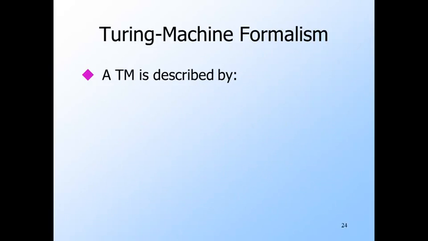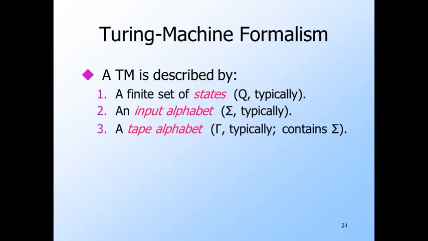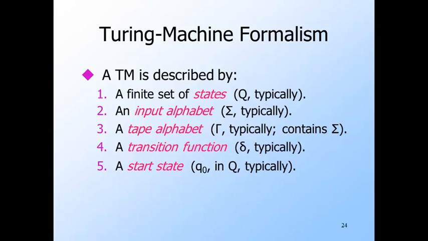So here's the formalism we'll use for Turing machines. There's a finite set of states, and we'll follow our tradition of using Q for this set. There's a finite input alphabet for which we use the traditional sigma. There is a finite tape alphabet, gamma, which always includes the input alphabet. The transition function is, as always, delta, and we'll talk about how that works next. There's a start state Q0, a member of the set of states Q.